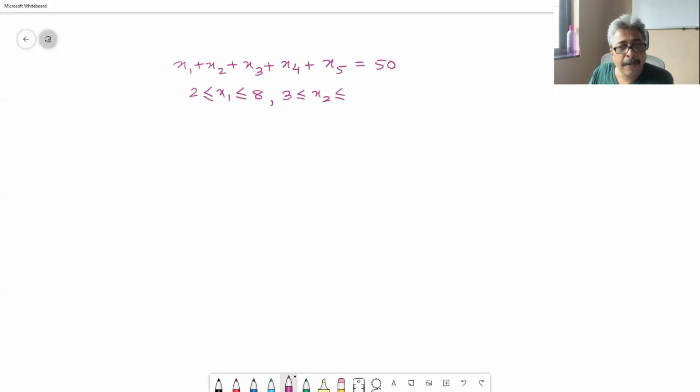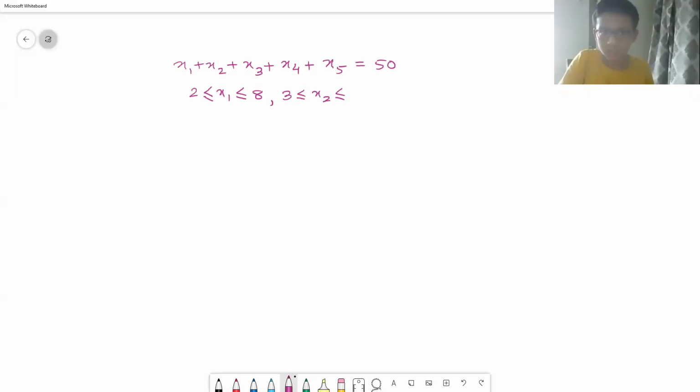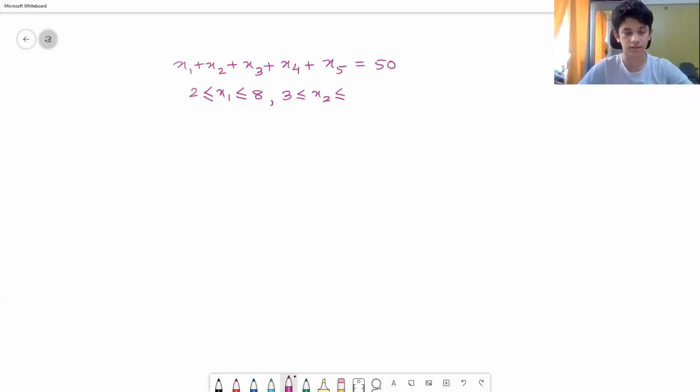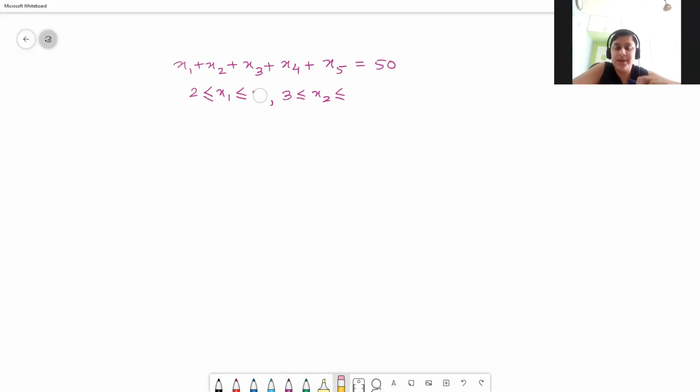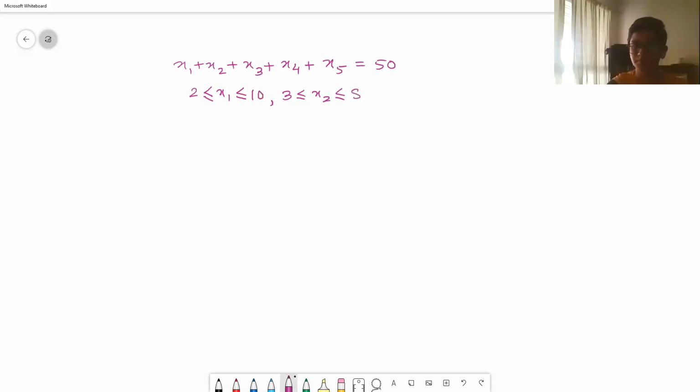What was this number? Sir, it was 2 less than or equal to x1 less than or equal to 8. Instead of 8, it should be 10. And after x2, the second one should be 8. So x1 is between 2 and 10, and x2 is between 3 and 8.